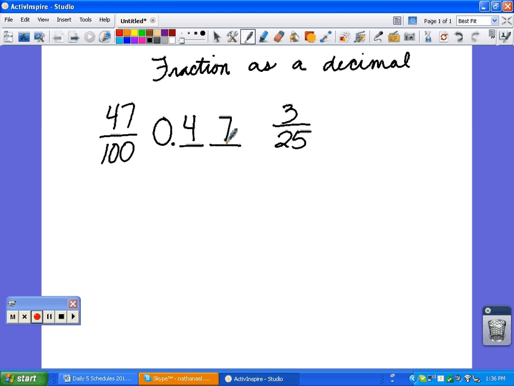3/25 cannot be done like 47 hundredths because there is no place value 25ths. So we're going to create an equivalent fraction where the denominator is either going to be 10 for the tenths place, 100 for the hundredths place, or 1,000 for the thousandths place. And for this problem, 100 is the best number to pick. 25 times 4 is 100. So we have to do the same thing to the numerator. 3 times 4 is 12. So our new fraction would be 12 hundredths. Same thing, there's no whole number. There's 2 digits after the decimal place for the hundredths place. So 12 hundredths would look like that.